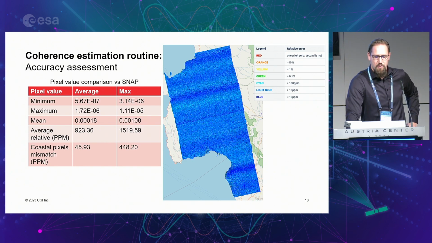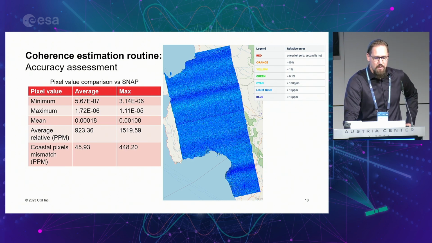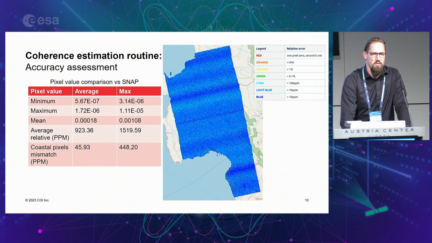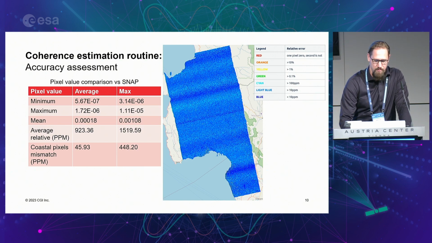And this figure is particularly for the coherence estimation routine. The differences are highlighted in the colors. You can see that the differences vary across the scene, but they're still very, very small. We're talking about parts per million. So 10 to 100 parts per million is the relative error. So it's a very small difference when compared to what SNAP produces. The outputs are perfectly usable also for scientific work.